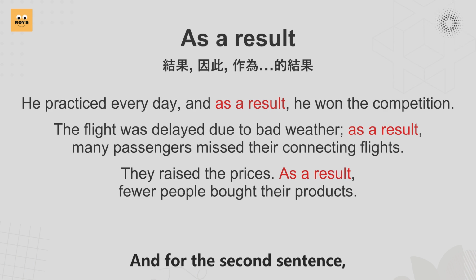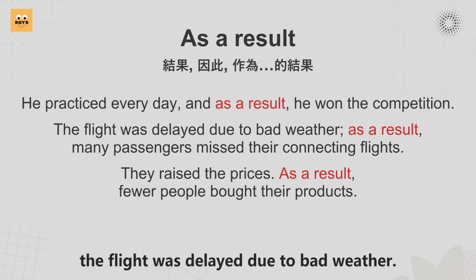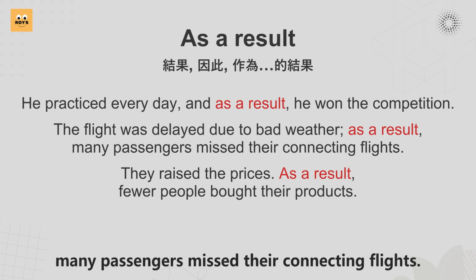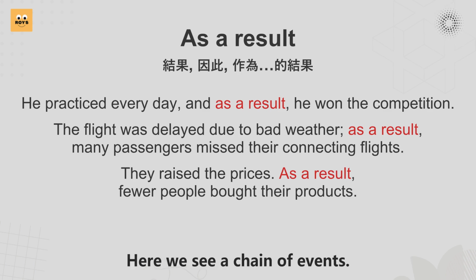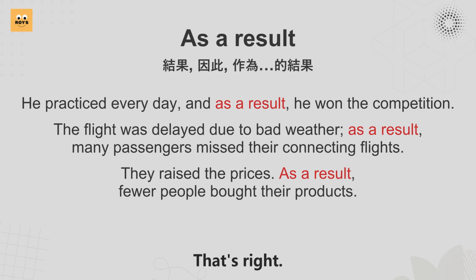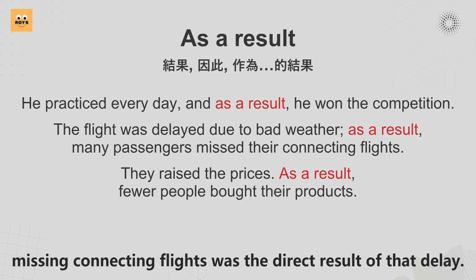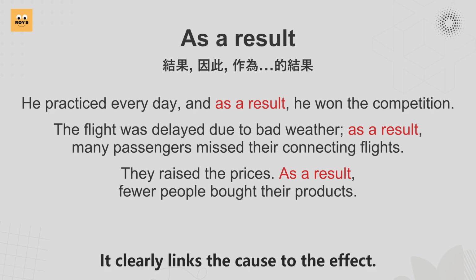And for the second sentence, the flight was delayed due to bad weather. As a result, many passengers missed their connecting flights. Here we see a chain of events. That's right. The delay was the first problem, and missing connecting flights was the direct result of that delay. It clearly links the cause to the effect.